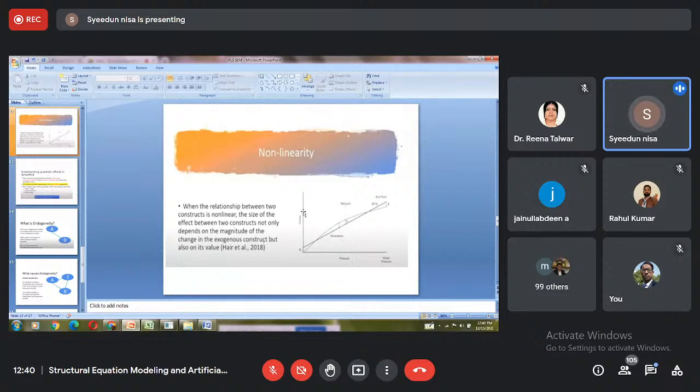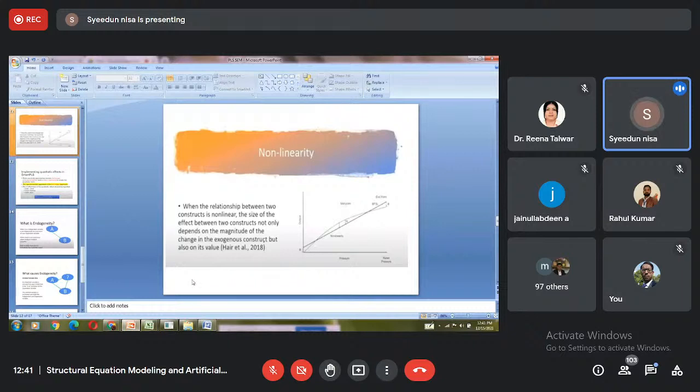जैसे कि हम speed का करते हैं, distance travelled by time taken बहुत simple example होता है. अगर speed is constant then you will get the linear relationship between distance and time. If speed varies, the relationship will not be linear. Similarly in our model, in PLS-SEM, the relationship is assumed linear, but it might not be. When the relationship between two constructs is non-linear, the size of the effect not only depends on the magnitude of the change in the exogenous construct, but also on its value.